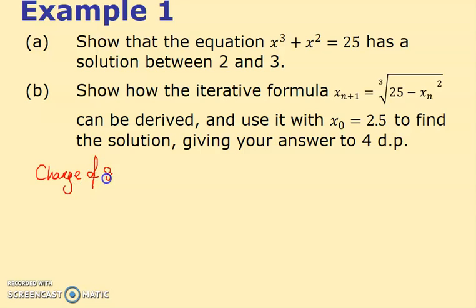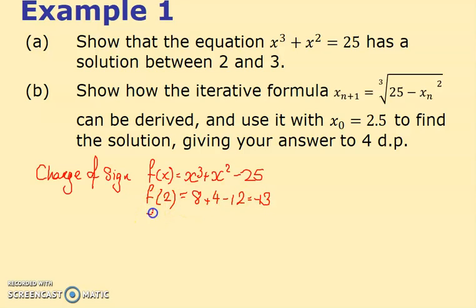And if you remember, if you try to do change of sign, you effectively write a function and you get it all onto one side. So I'm going to write x cubed plus x squared minus 25 is my function. And I'm going to put 2 into that initially. Gives me 8 plus 4 minus 25 equals minus 13. So I've got a negative number. If I put 3 into that, I get 27 plus 9, well that's 36, minus the 25 is 11. So there definitely is a change of sign here, and therefore the root definitely belongs to the interval 2, 3.